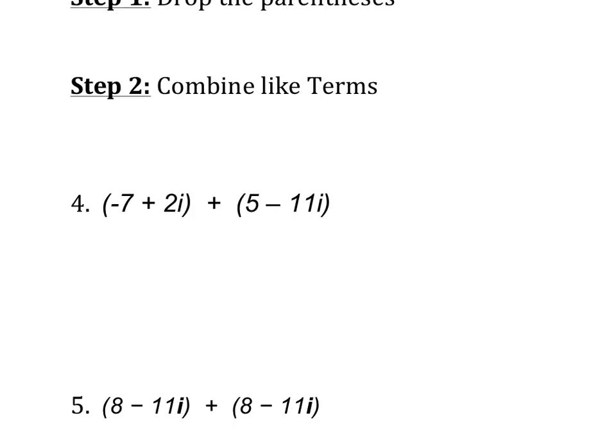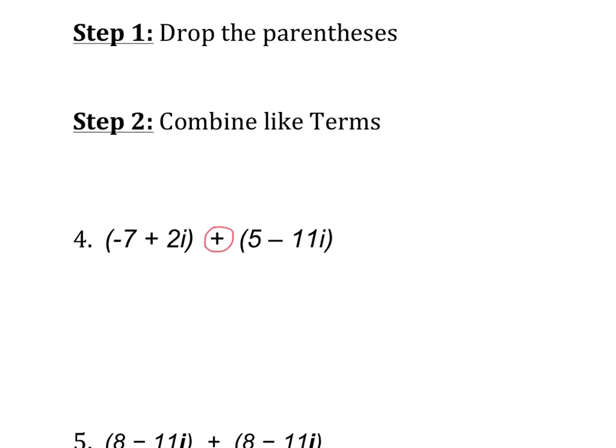Now, every time we have a plus between the two complex numbers, we don't really need the parentheses. So we can start step number 1, which is drop the parentheses. So let's do that. Now the next step is to combine like terms. Think of i as an x. So I have -7 and 5. These are two real numbers. So -7 plus 5, that's a -2.